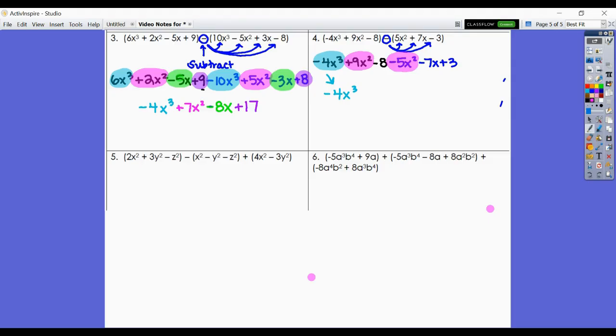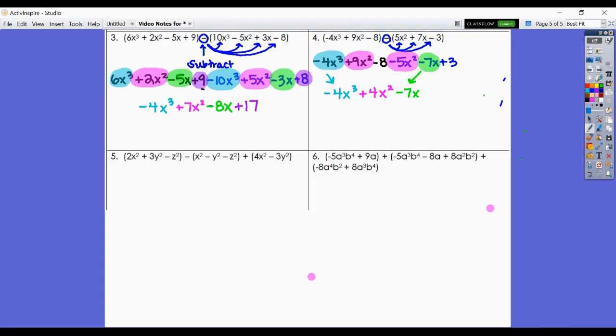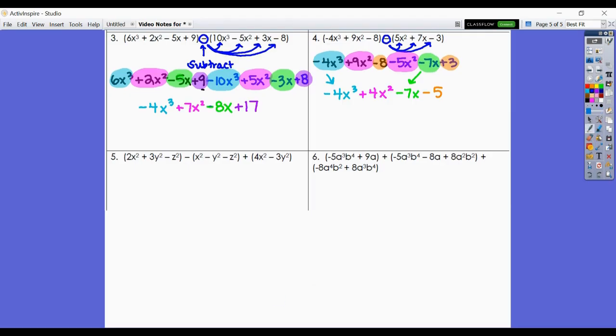Then we have negative 7x, which is going to combine with nothing, so we just go ahead and bring it down. And last but not least, we have negative 8 plus 3. Well, negative 8 plus 3 is a negative 5. When we have more than one parentheses, it's okay. We go ahead and still distribute when we have any subtraction. Know that you'll always distribute with subtraction.